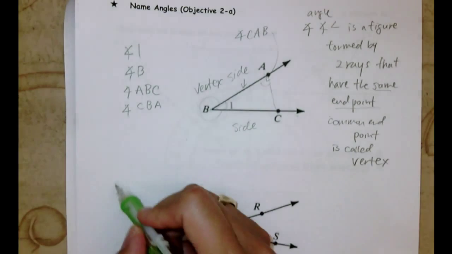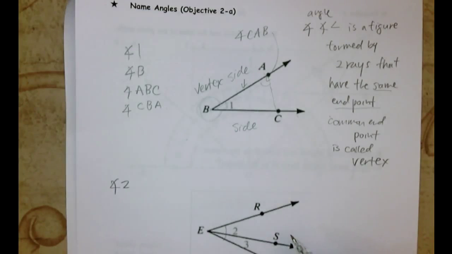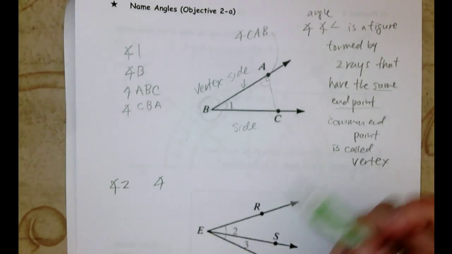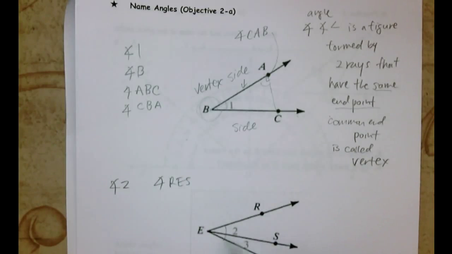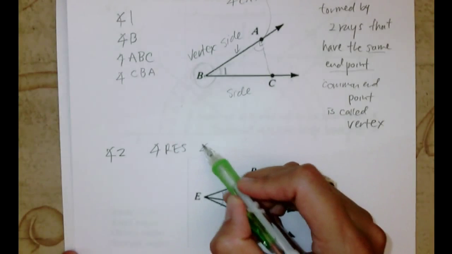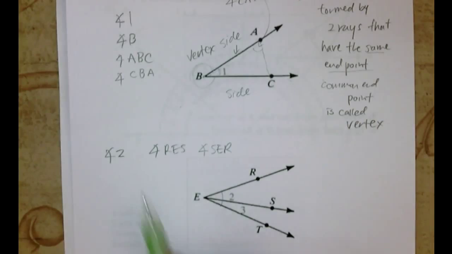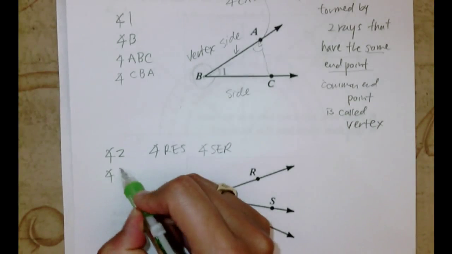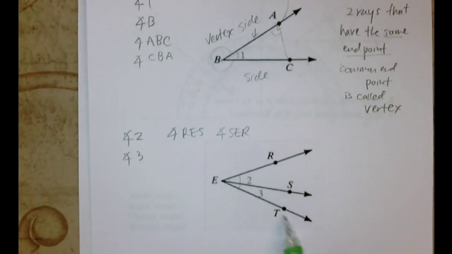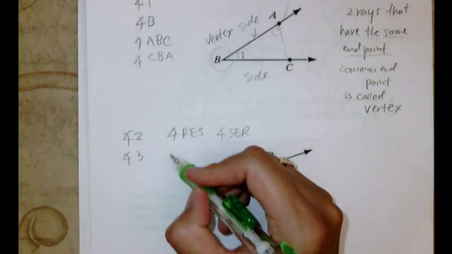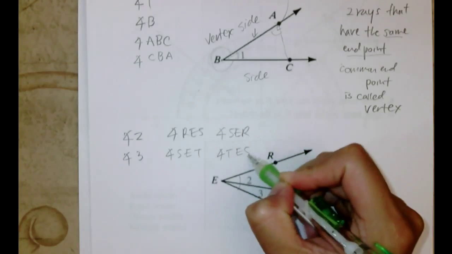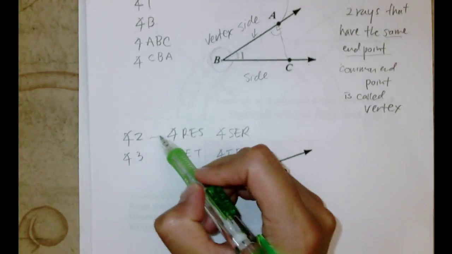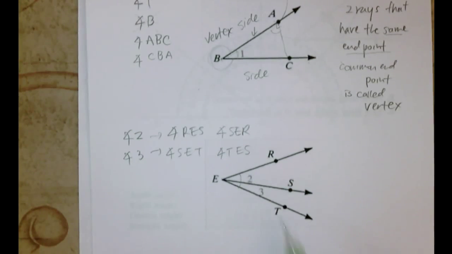So the angle 2, you can also call it angle with three alphabets R, E, S, or S, E, R. You can call it this way. And angle 3, you can call it SET or TES. Okay? Or you can call it angle 2 or 3 if there's a number there. But you don't always have a number, then you have to use the three alphabets.